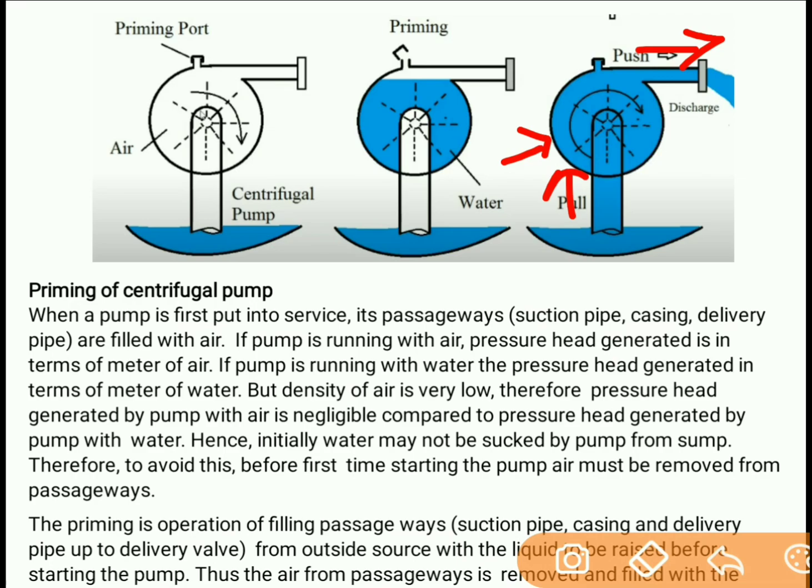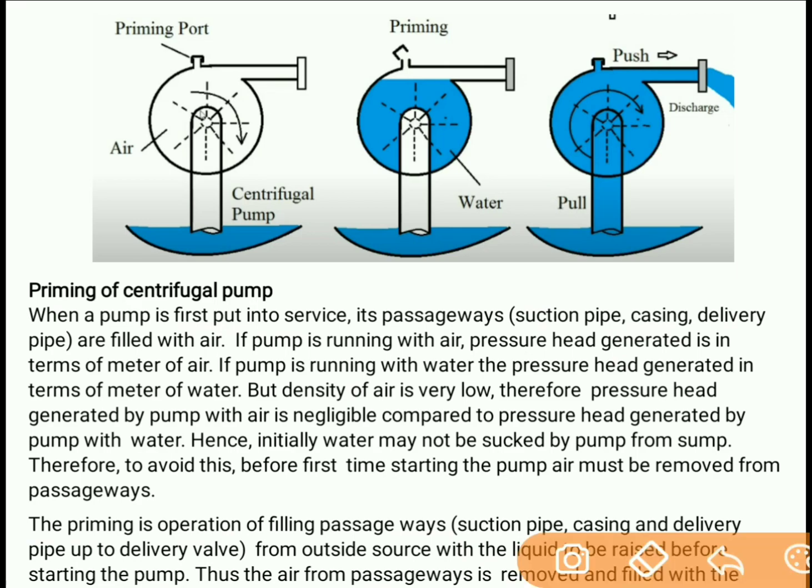So because of the rotation of the impeller, the centrifugal force is exerted on the water, and because of the centrifugal force, the water is pushed towards the delivery pipe. Now as the water is pushed towards the delivery pipe, it will cause the suction valve to open and more water will get sucked inside this centrifugal pump.